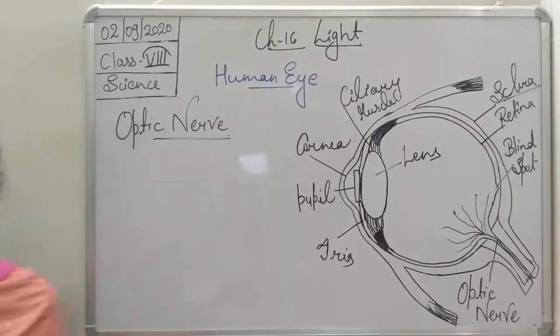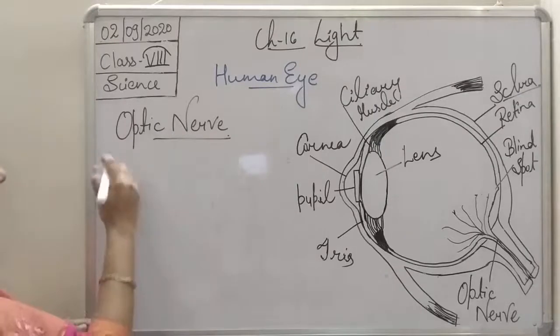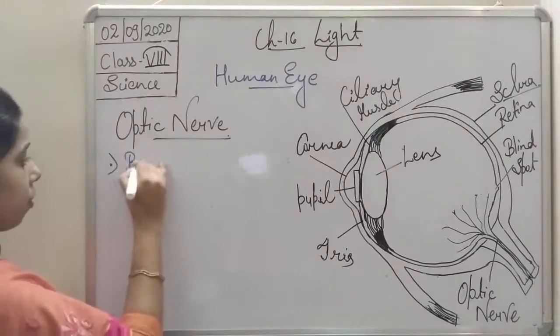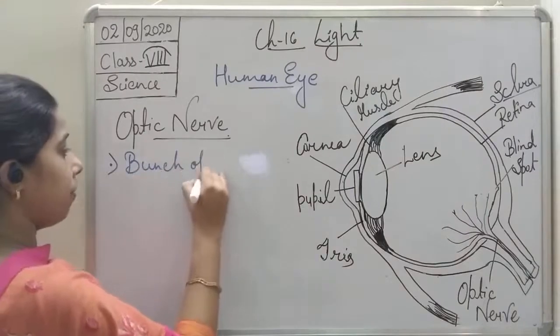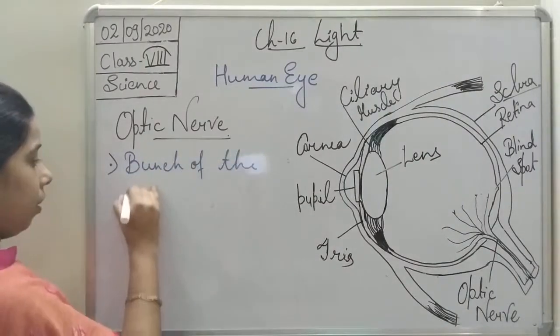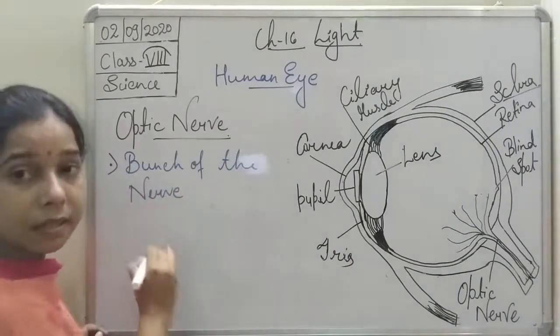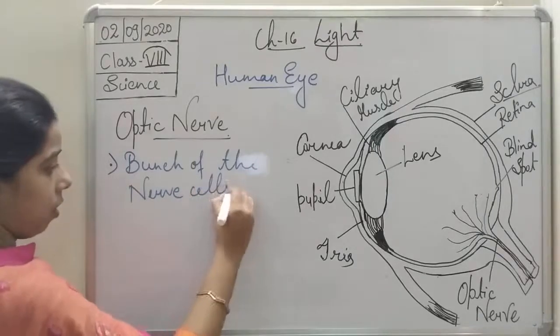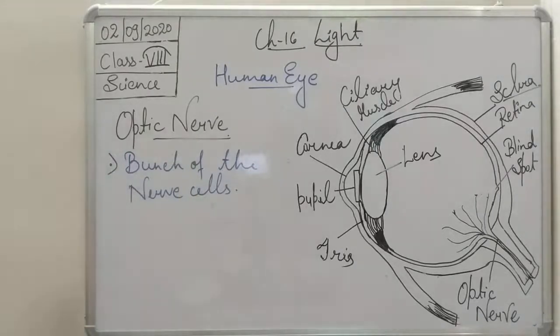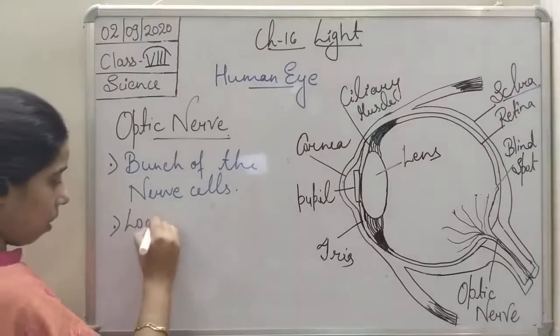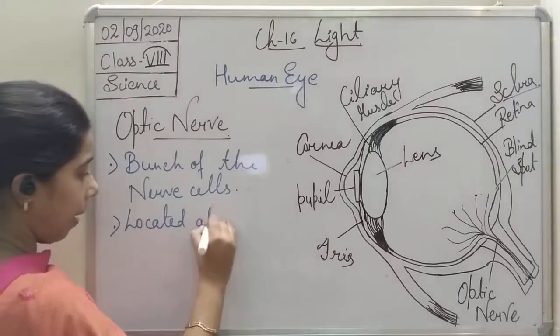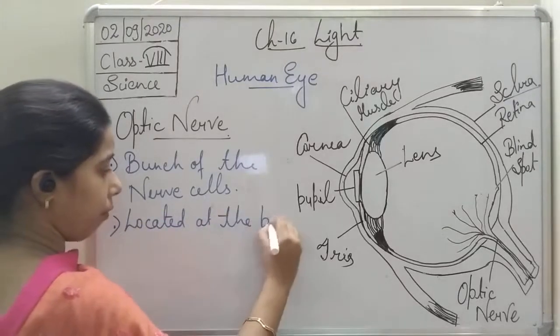So we can write it. It is a bunch of nerve cells, which is also located at the back of the eye.